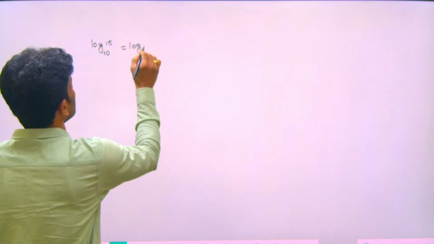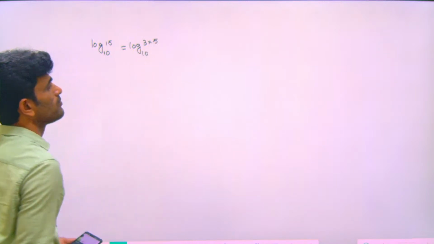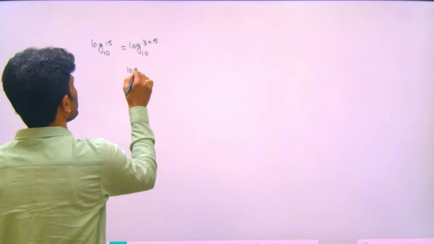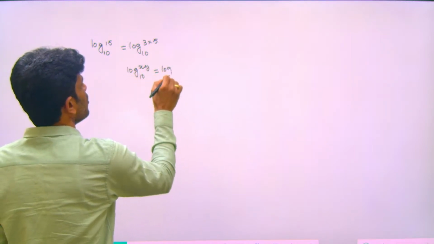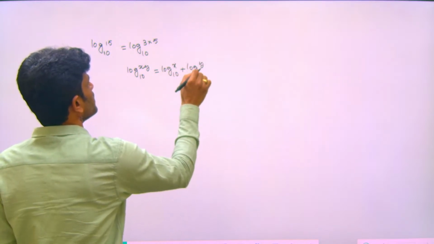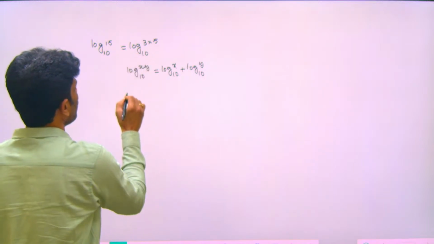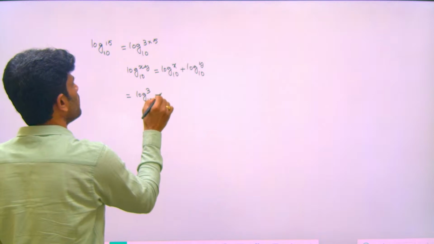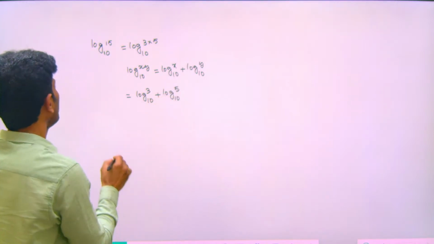Log 3 into 5 to the base 10. I told you one formula: log x into y to the base 10 can be written as log x to the base 10 plus log y to the base 10. So according to this formula, how can we write it? Log 3 to the base 10 plus log 5 to the base 10. I told you one very simple problem.